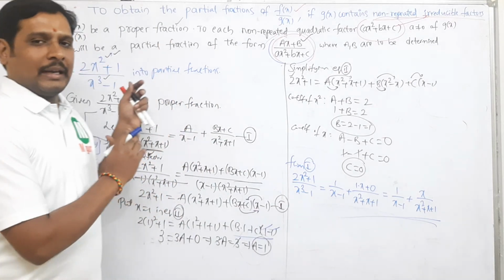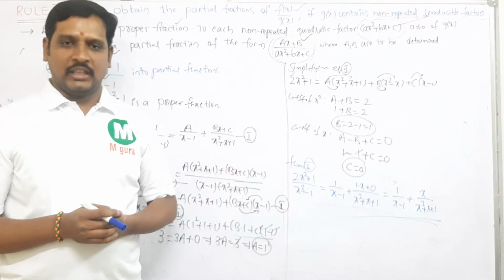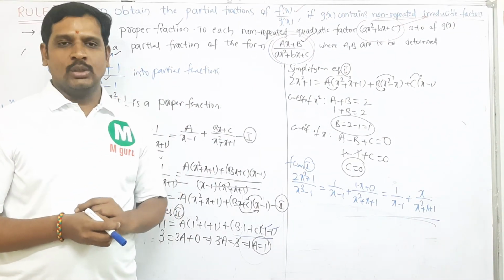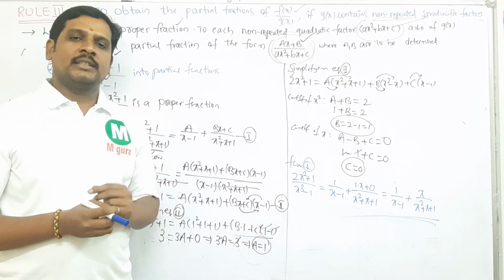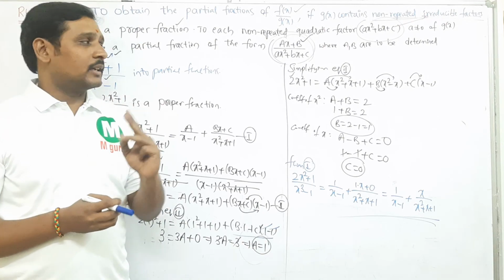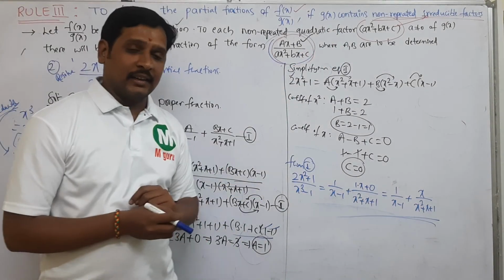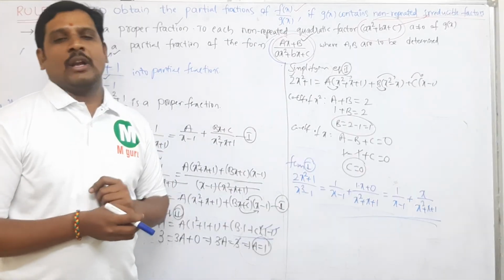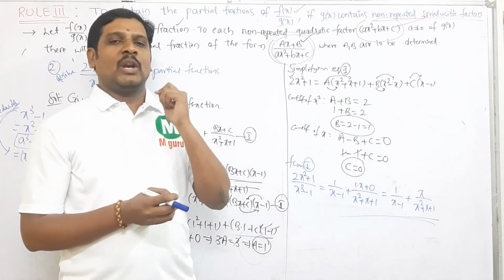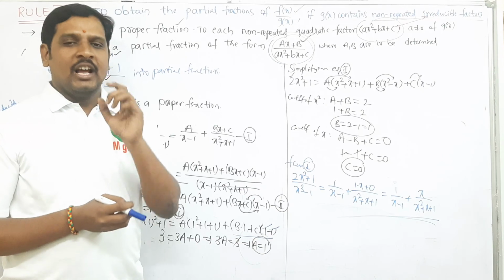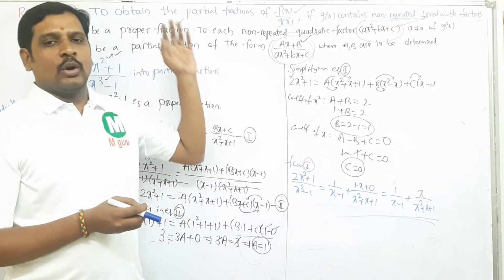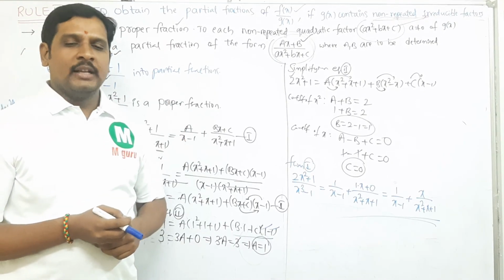I think you got clarity on this, even rule number 3. So we have discussed a total of 3 rules. The first rule is for linear factor, the second rule is repeated linear factor, the third rule is quadratic factor, and in the next class we are going to see repeated quadratic factor. When a repeated quadratic factor is there, how to solve the problem we are going to see as rule number 4. Thank you very much.